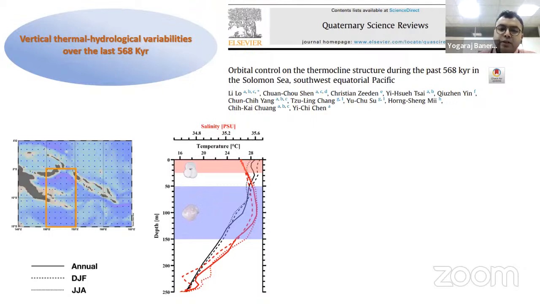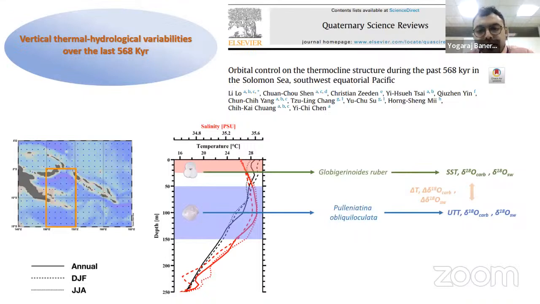The authors chose two species. One is G. ruber, and another one is Pulleniatina obliquiloculata. G. ruber was used to reconstruct the SST based on magnesium to calcium ratios, and then stable isotope measurement was done to get the delta 18O of carbonate information, and both these were combined together to get the delta 18O of the seawater.